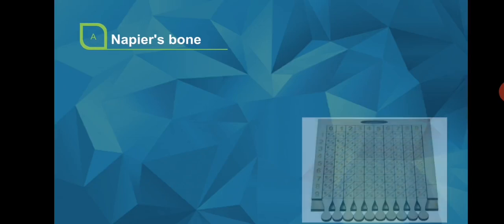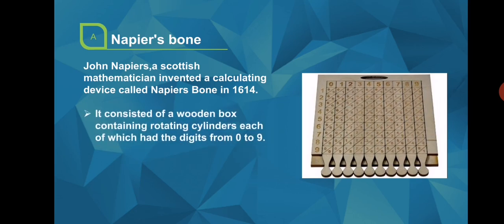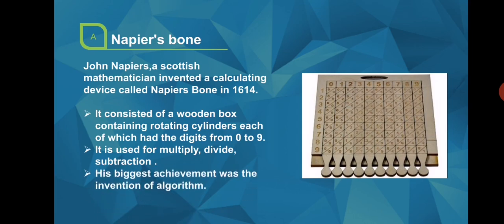Napier's bone. John Napier, a Scottish mathematician, invented a calculating device called Napier's bone in 1614. This machine consisted of a wooden box containing rotating cylinders, each of which had the digits from 0 to 9. It is used for multiplication, division, and subtraction. The biggest achievement of John Napier was the invention of logarithms.